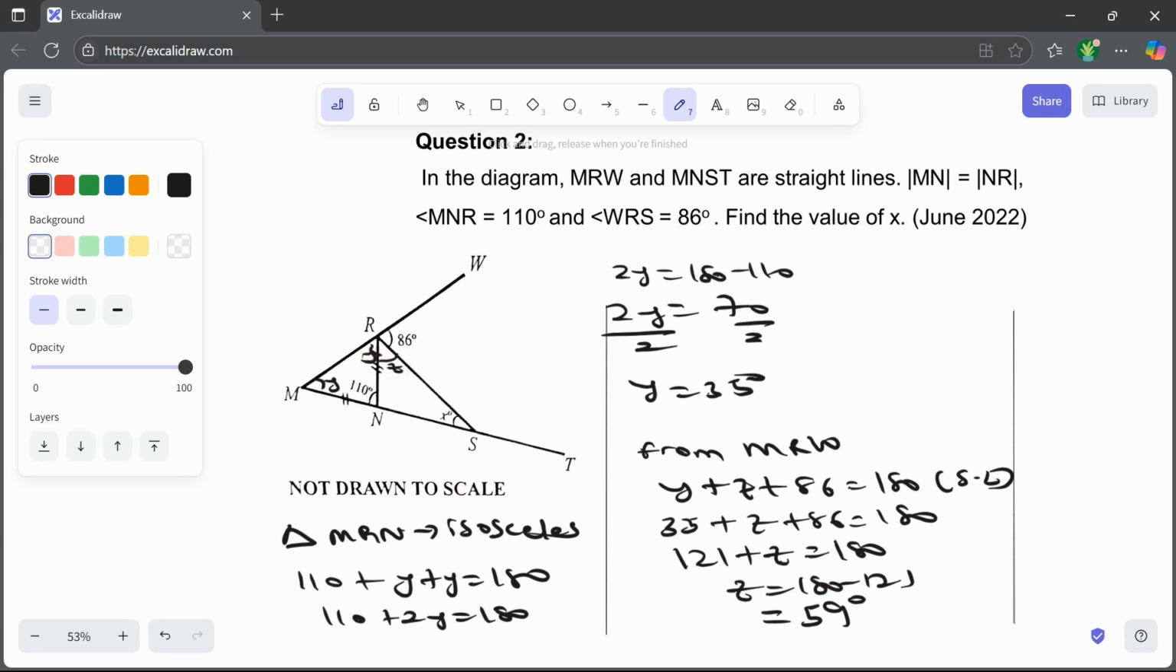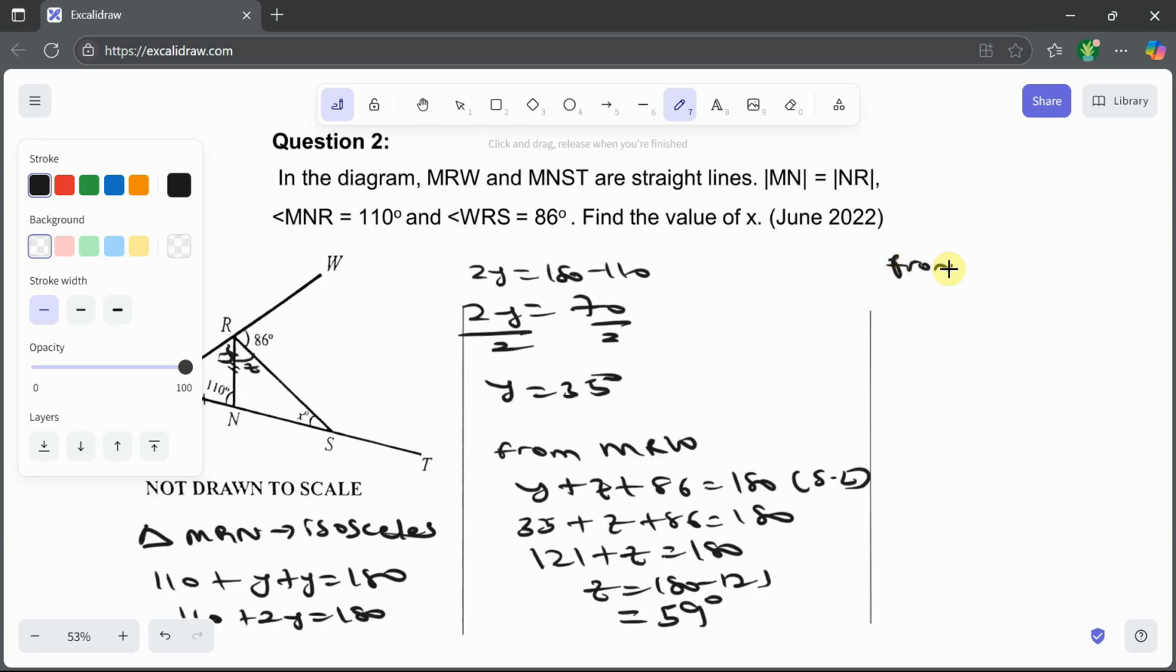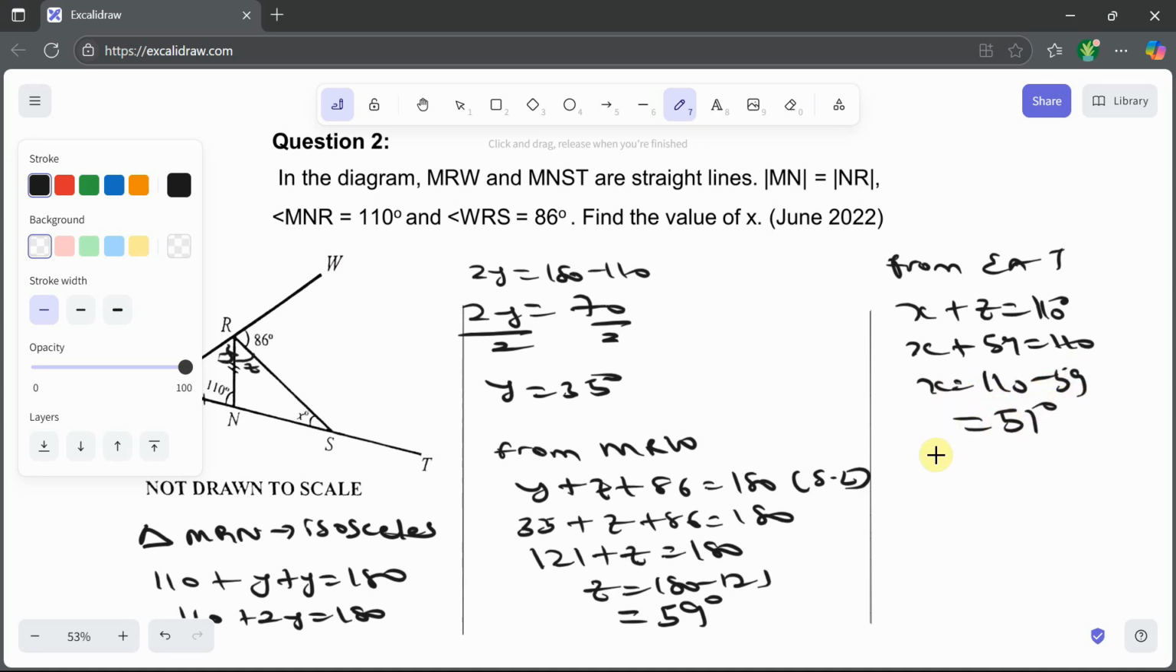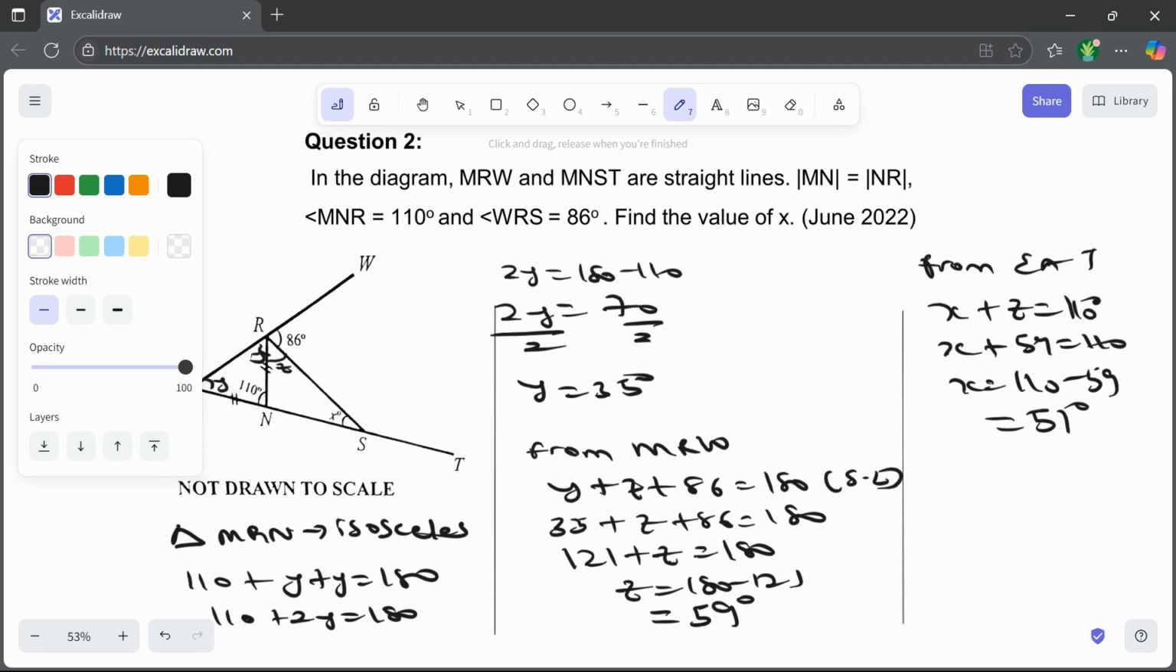So therefore, from the external angle theorem, x plus z is equal to 110 degrees. Our x value is what's unknown, that we're trying to find. So that would be x plus 59 is equal to 110, and x is 110 minus 59, and that will give you 51 degrees. So our value of x here is 51 degrees.